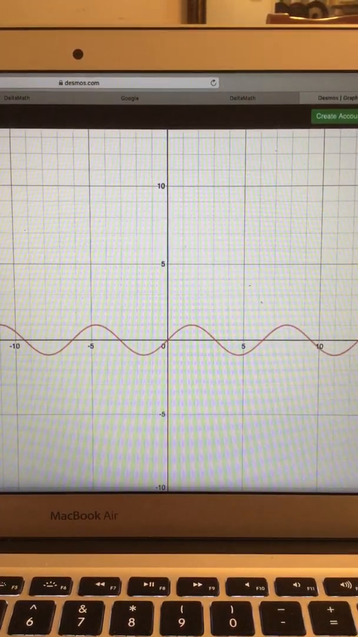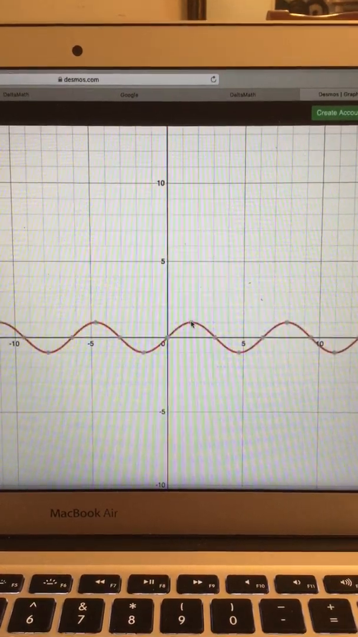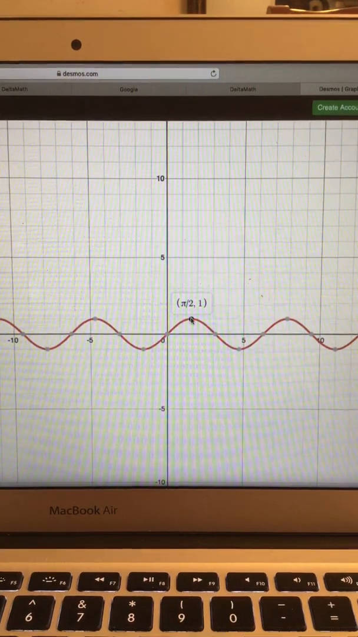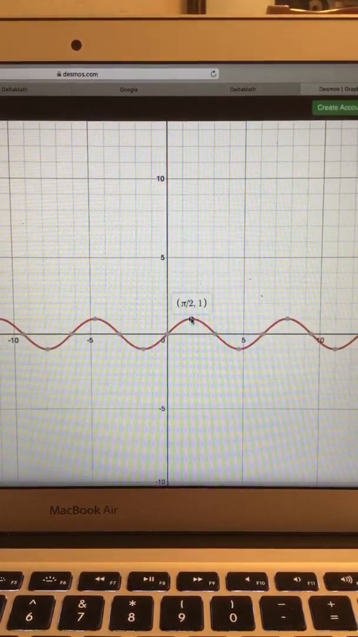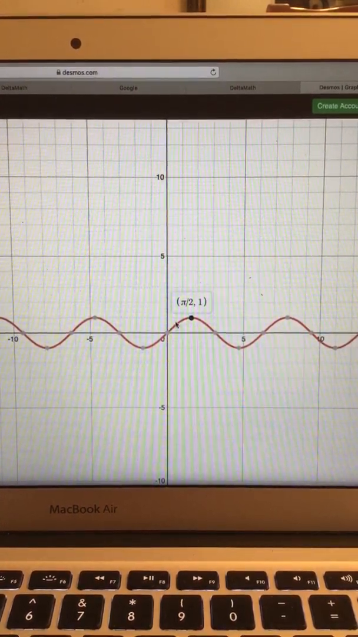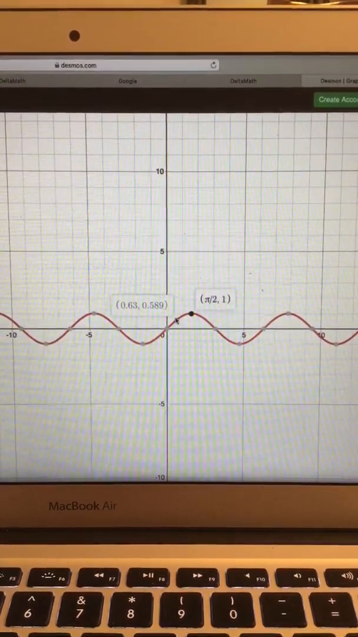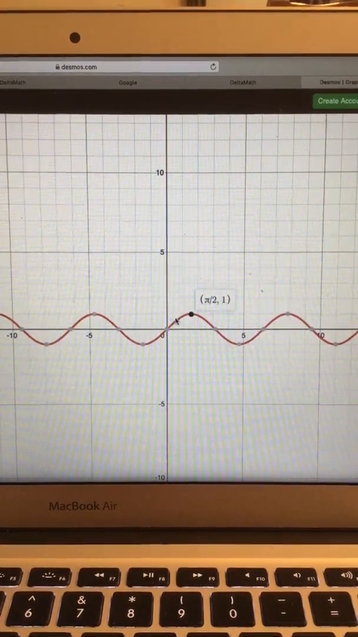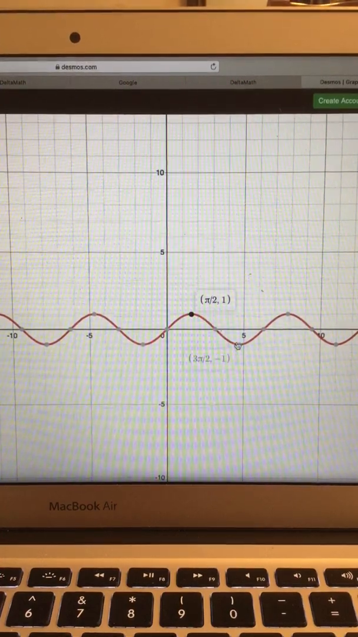And it goes on forever and ever. I see more than one period here. Now look at this. If I ask it what the value is right there, it's pi over 2, comma 1. That means when x is pi over 2, when theta is pi over 2, the value of the sine is 1. If I ask it here, when it's 0.63, that would be a radian measure of 0.63, and the sine would be 0.589. All along here, these are all the answers for the sine curve.